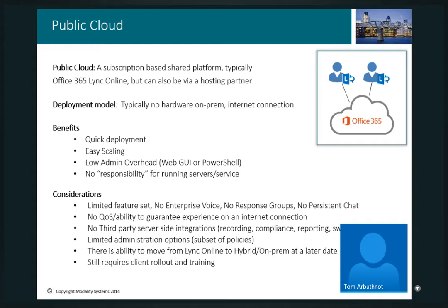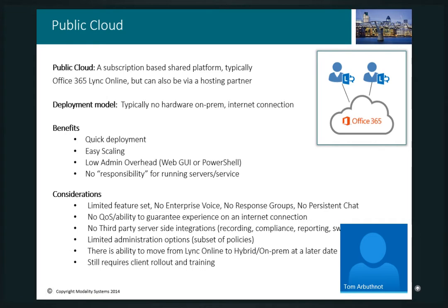So in terms of actual physical deployment model, there's no hardware on-prem for Office 365. You pay via an EA or via a credit card, you get an account, you sign in over the internet, and away you go. And certainly the marketing says it's as simple as that. The reality is there's still some things to consider.